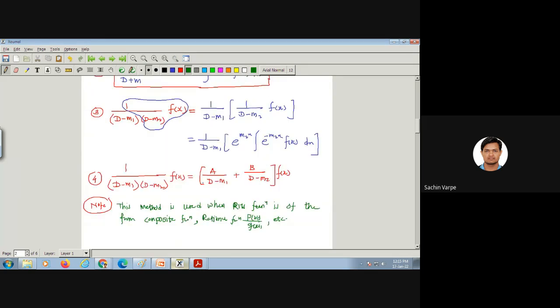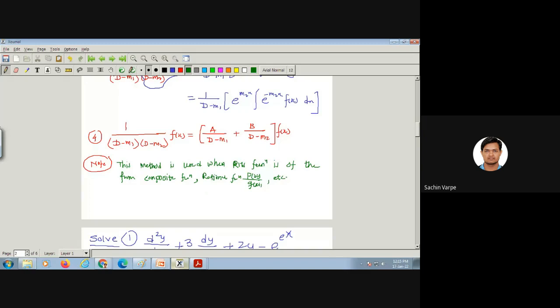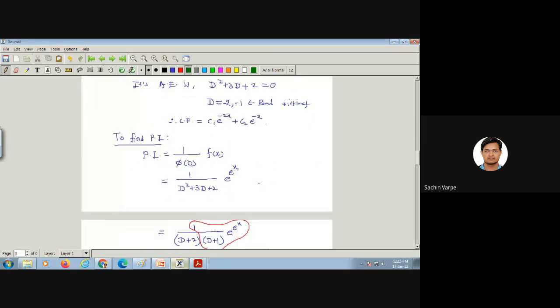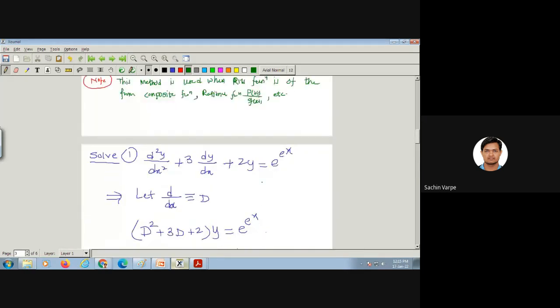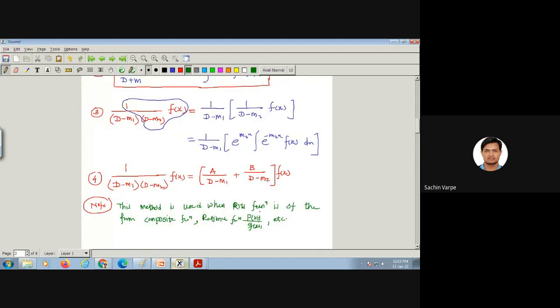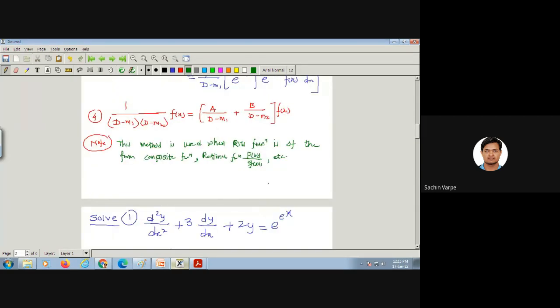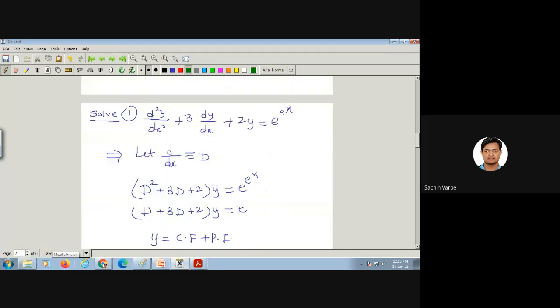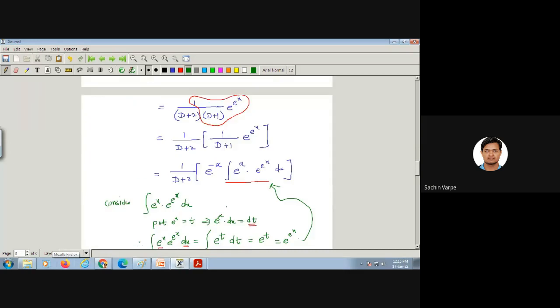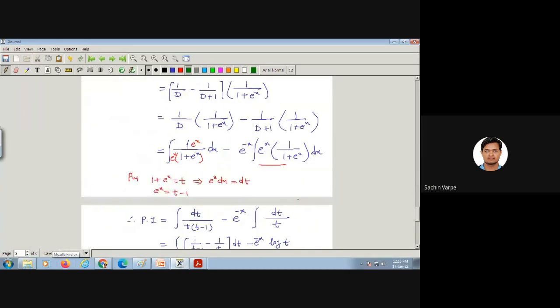In general, it is applicable to all, but as it is lengthier because of these integrations, we have some shortcuts, but those shortcuts are not applicable to all. So depending upon the nature of the right hand side function, we can select the method, whether to use the general method or the shortcut. Okay, so this is all about the general method. In the next lecture we will start with the shortcut.